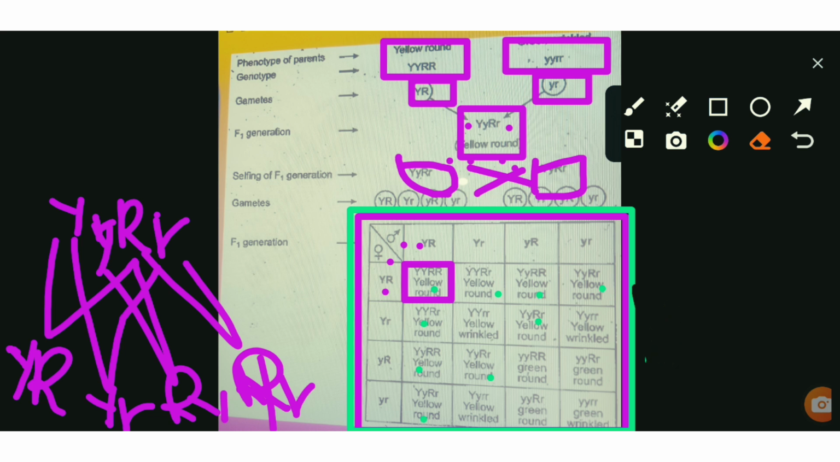We can count here the phenotype ratio. So here is 9, and yellow and wrinkled is 1, 2, 3. Then green round is 1, 2, 3, and after that green and wrinkled is 1. So we can consider that this will be the phenotype ratio for this.